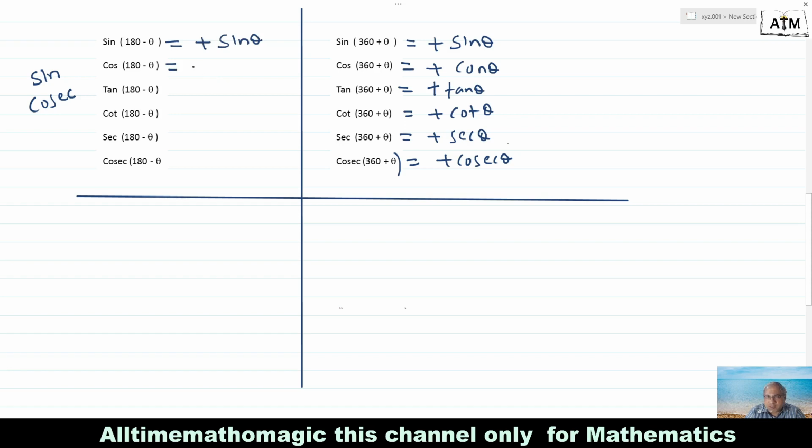Cos is negative in the second quadrant, same to same, therefore minus cos theta. And tan(180 minus theta), tan is negative in the second quadrant, minus, and same function will come, conversion is not allowed. And cot(180 minus theta) becomes minus cot theta, and sec(180 minus theta) becomes minus sec theta, and cosec(180 minus theta) will become plus cosec theta.